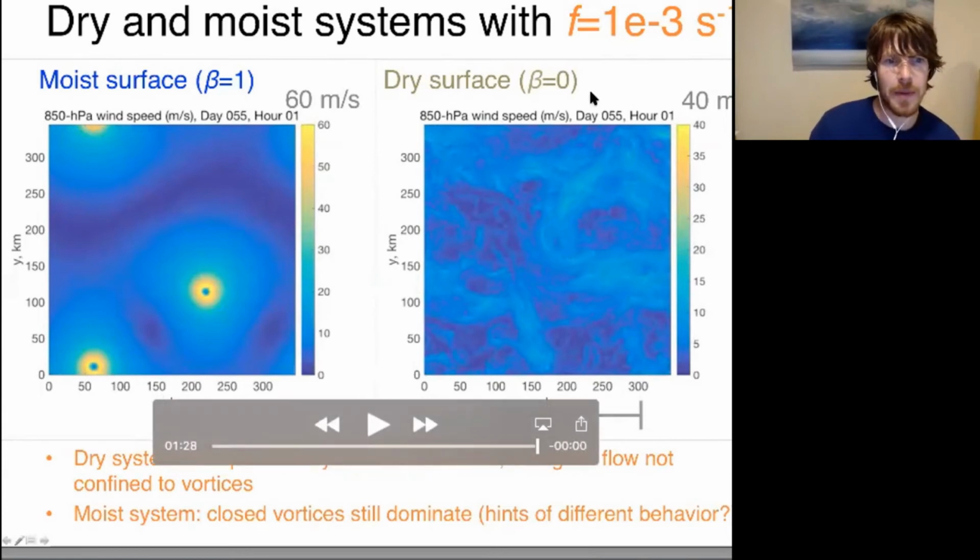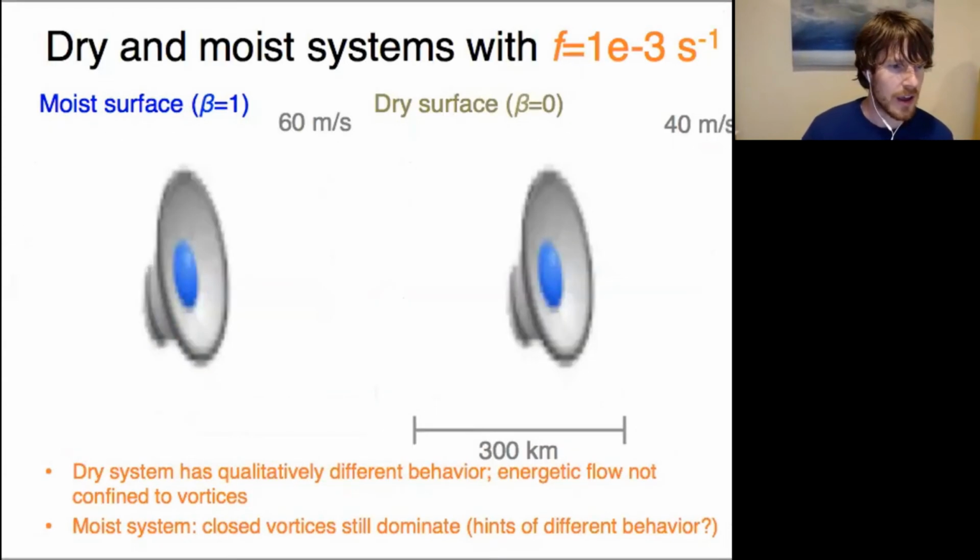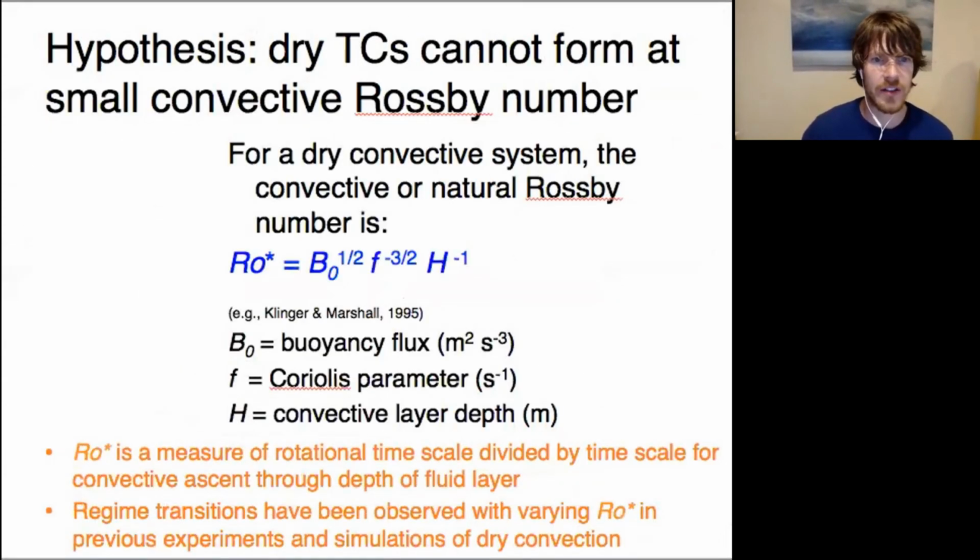Okay, so our hypothesis about what's going on with the dry case and why we stop seeing cyclones here is that we think that dry hurricanes can't form at a sufficiently small convective Rossby number. So for a dry convective system, the convective or natural Rossby number is essentially given by a ratio of the time scale it takes for convective ascent through the depth of the layer, and the rotational time scale divided by that.